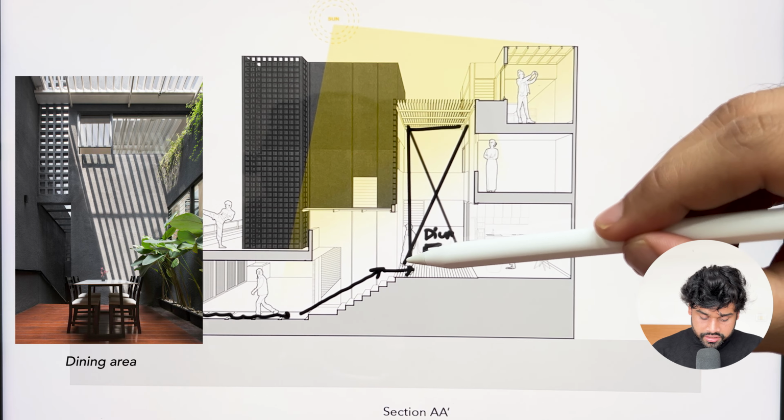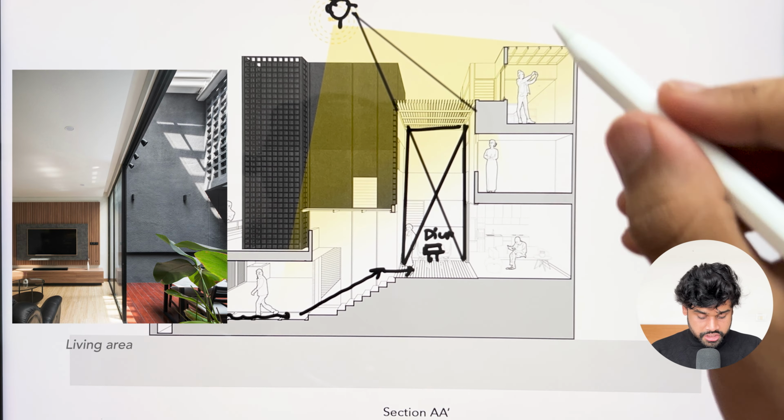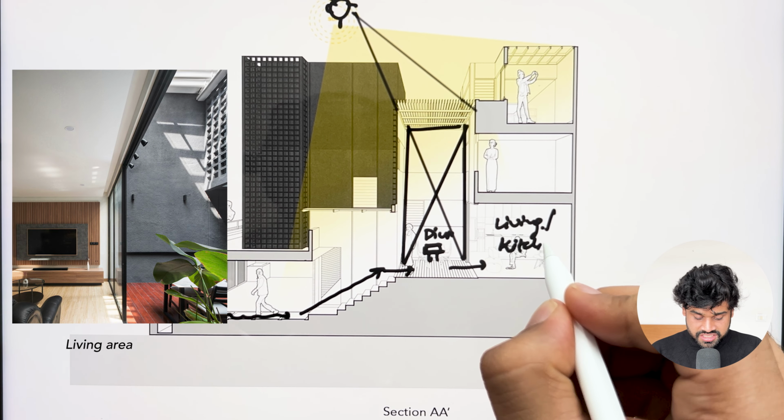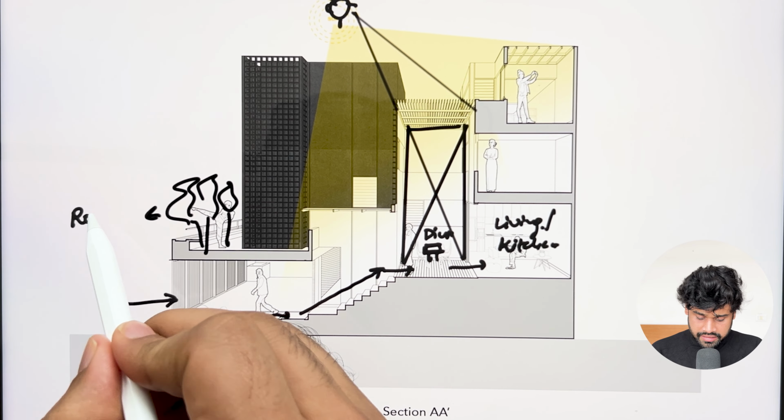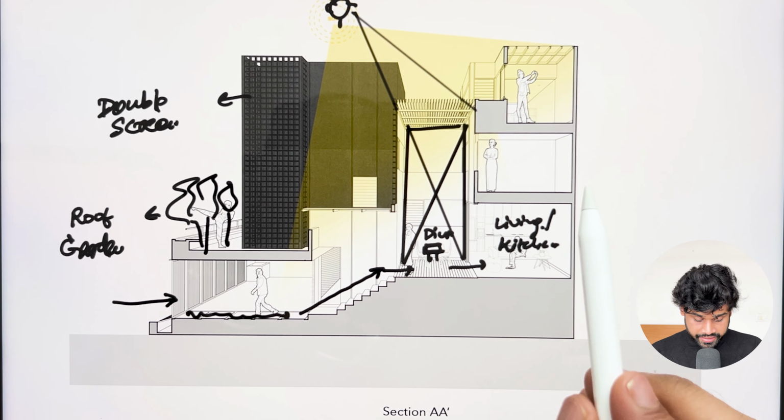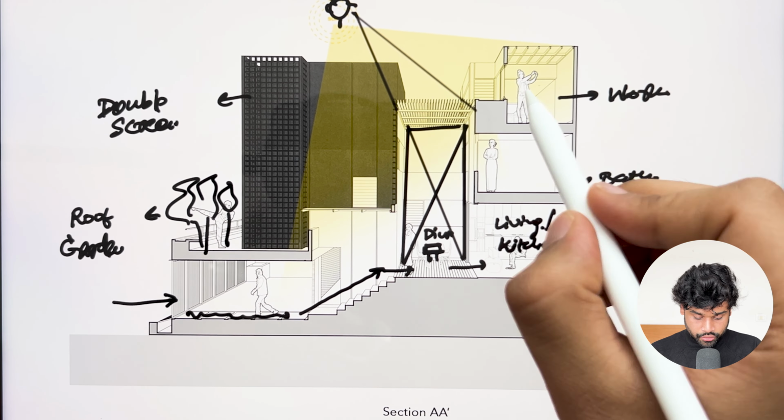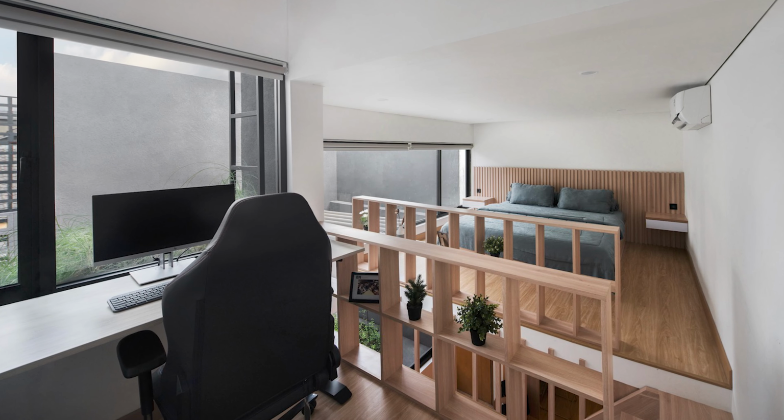From the dining area, you enter into the living area, which is connected to the kitchen, and at the back side there is a passage connecting the house to the roof garden. The double screen jalis are added here, and the first floor has the workstation and the bathroom. The top floor has the master bedroom and a small work area.